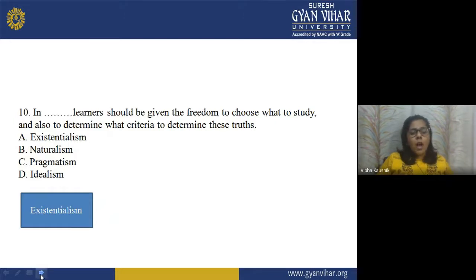Now, the options are A, existentialism, B, naturalism, C, pragmatism, or D, idealism. Now, these are the choices, and you have to select the correct answer. And the correct answer is option A, and that is existentialism.